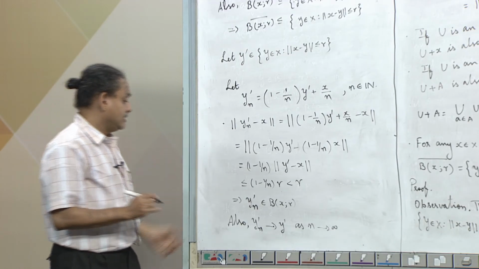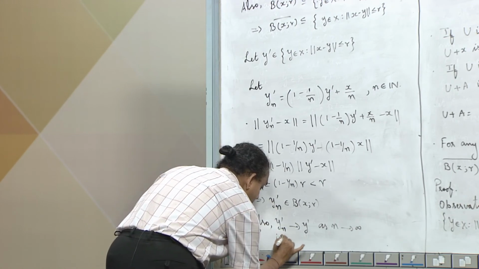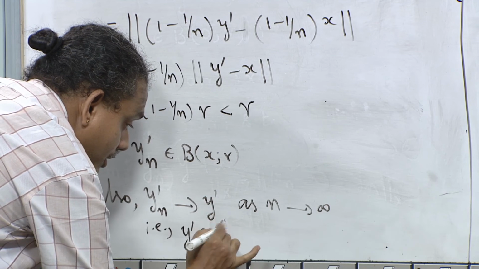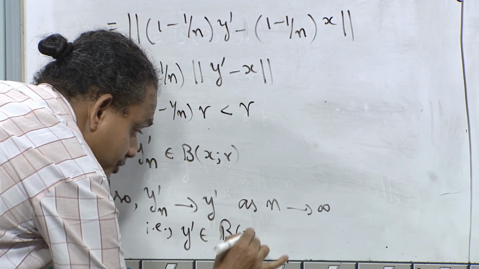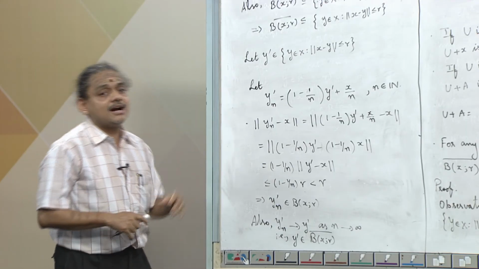And therefore, that means y dash belongs to the closure of B(x, r). That is exactly what we wanted. We have proved the other way inclusion.